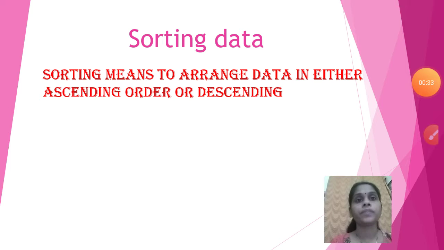Now, sorting. Sorting data means to arrange data in either ascending order or descending order. That is your sorting. Ascending order means from A to Z, and descending order means from Z to A. This is what sorting is. Now we will see how to perform it.